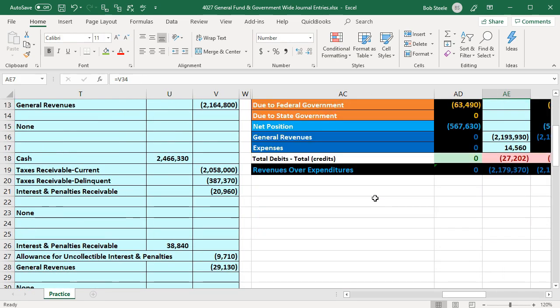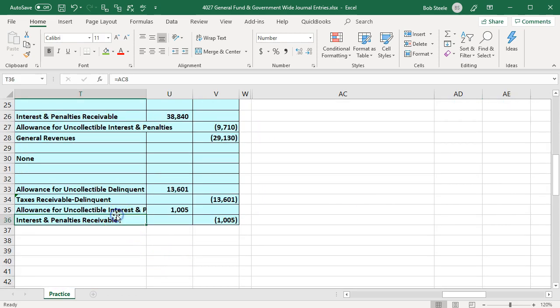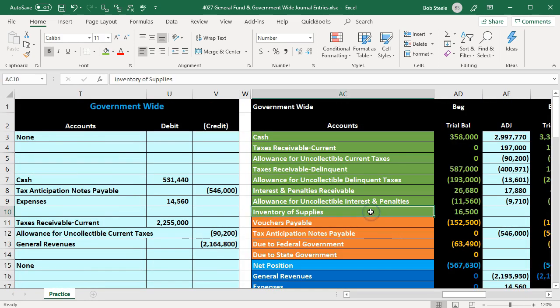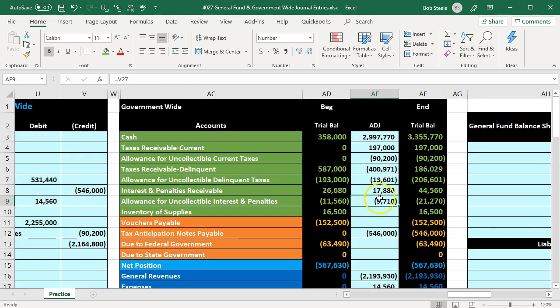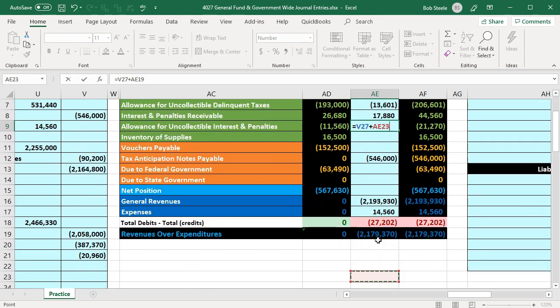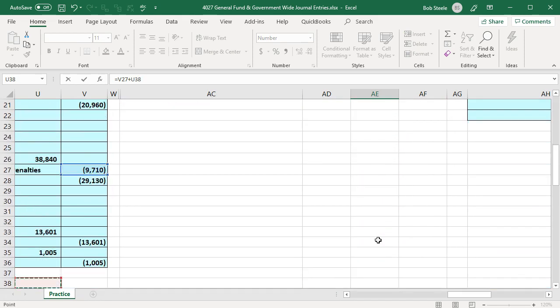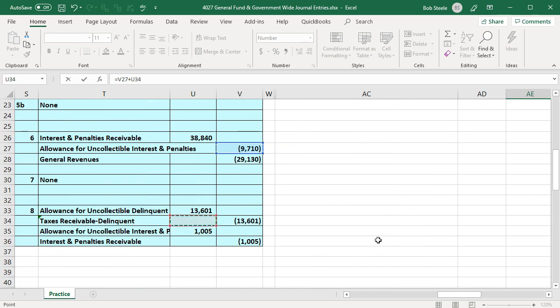And then the next item will be for the allowance for the interest. So that's going to be down here. Here's the interest. Here's the allowance. So that's in AE9. Double click on that. Go to the end of it. Plus, put the cursor back down. Scroll back down. And so we're picking up the allowance.